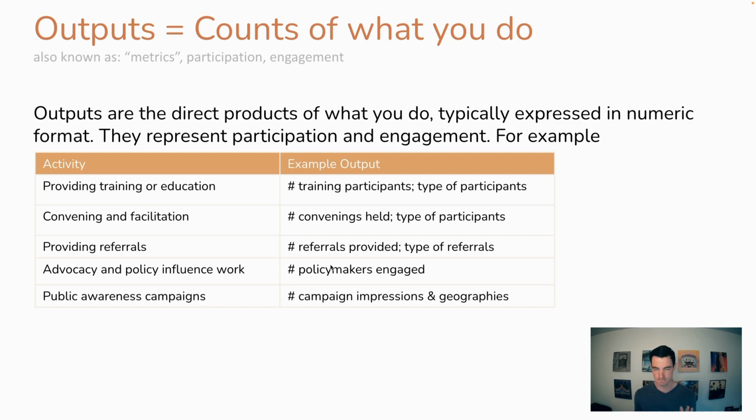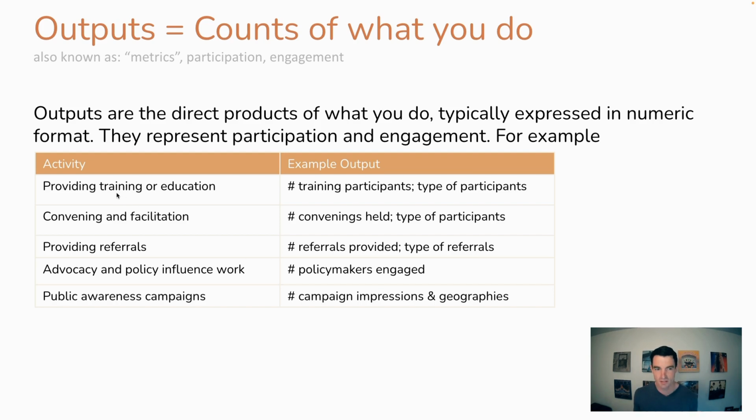So the outputs are the counts of what you do. These are sometimes known as metrics or indicators of participation and engagement. And when we're talking about metrics, there's an important distinction between output indicators and outcome indicators. So we'll get to the outcome indicators in a second. Outputs, just think about these as the direct products of what you do.